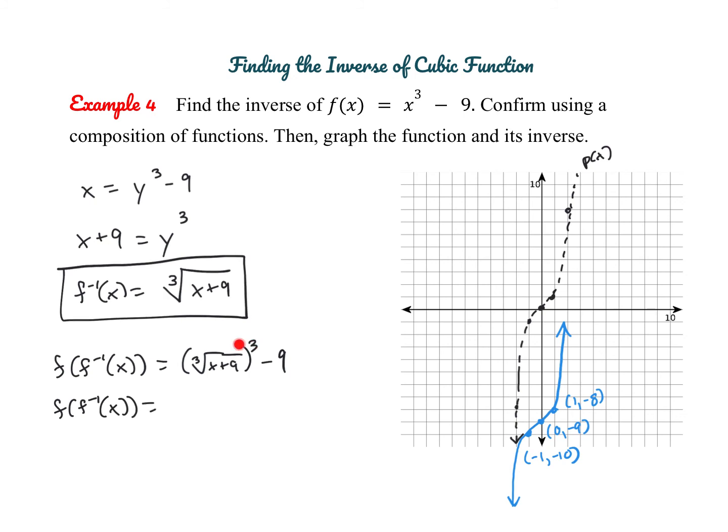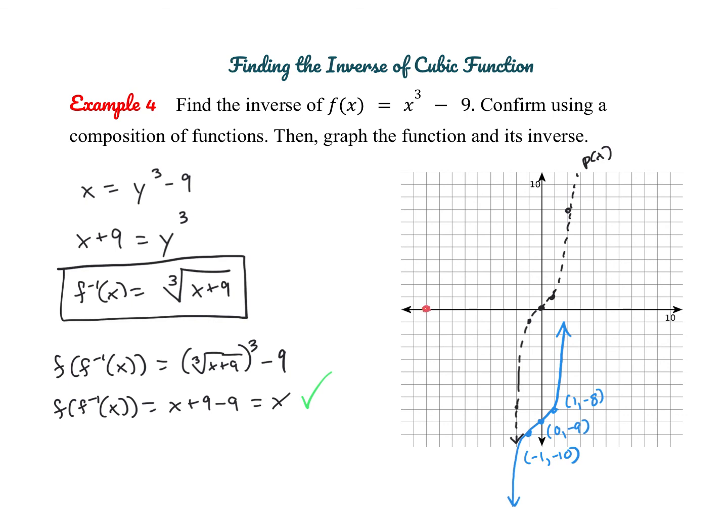So here the cube and the cube root cancel out, leaving me with x plus 9 minus 9, which is just x. So we've confirmed that they work. And now to graph it, we could reflect it over the line y equals x, or we could just take a couple of coordinates that we know and swap x and y. So instead of (0, -9), we can do (-9, 0).